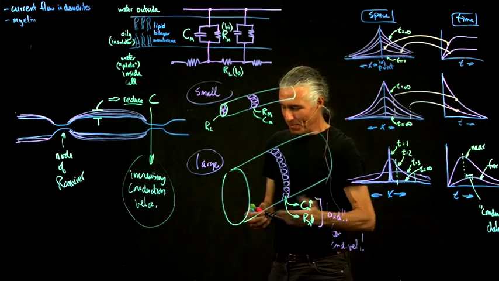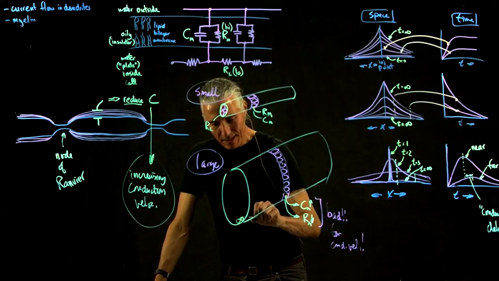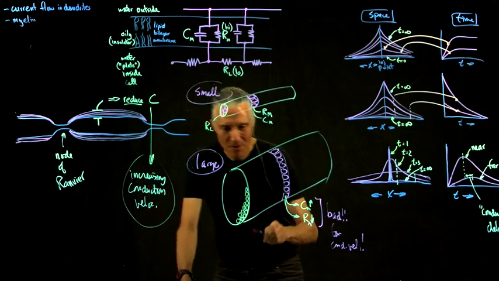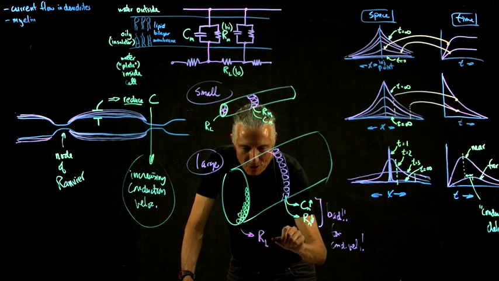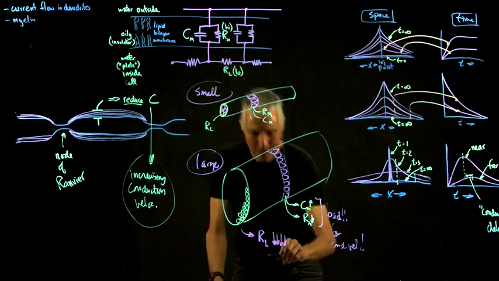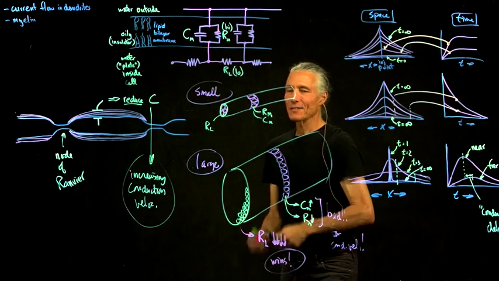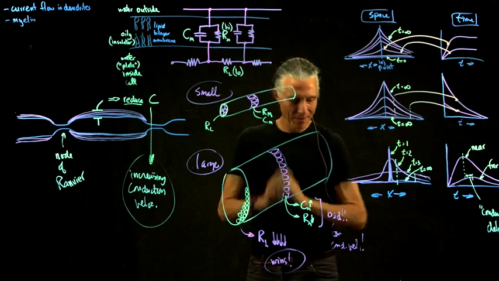So why do we make it bigger? Well, it turns out, if you look at the cross section here, the additional number of pipes that we've added is huge. And so what this is going to do is make the longitudinal resistance go way down. And that wins. And so the conduction velocity goes a lot faster.